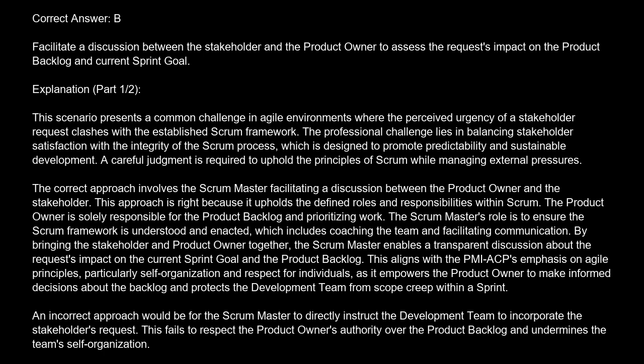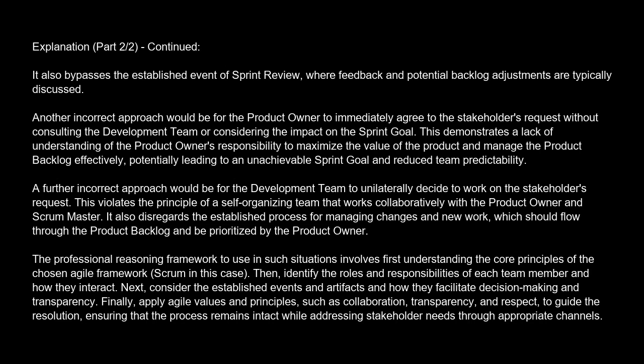An incorrect approach would be for the Scrum Master to directly instruct the development team to incorporate the stakeholder's request. This fails to respect the product owner's authority over the product backlog and undermines the team's self-organization. It also bypasses the established event of sprint review, where feedback and potential backlog adjustments are typically discussed. Another incorrect approach would be for the product owner to immediately agree to the stakeholder's request without consulting the development team or considering the impact on the sprint goal. This demonstrates a lack of understanding of the product owner's responsibility to maximize the value of the product and manage the product backlog effectively, potentially leading to an unachievable sprint goal and reduced team predictability.